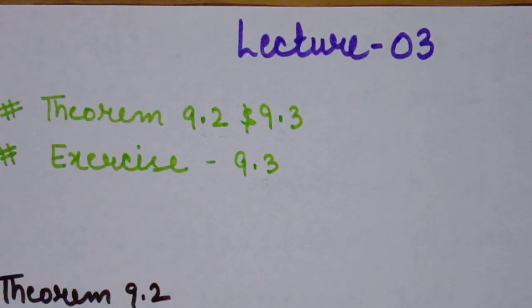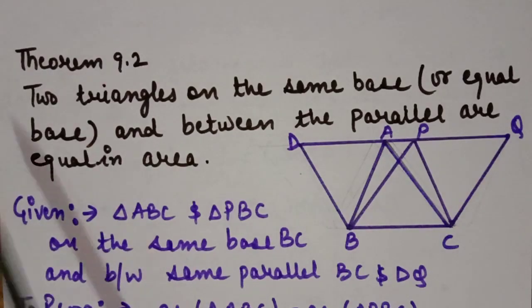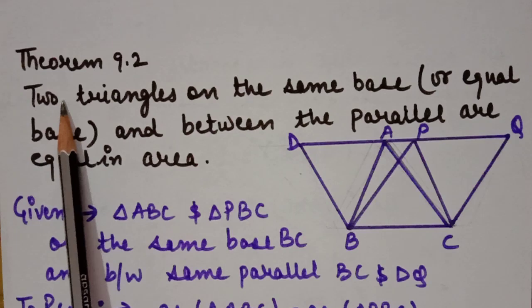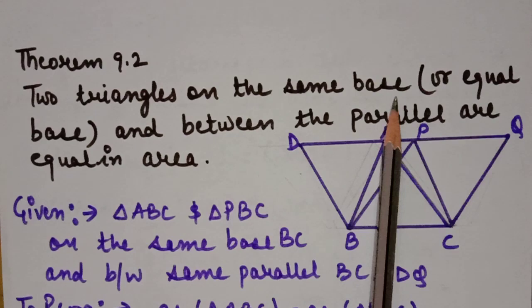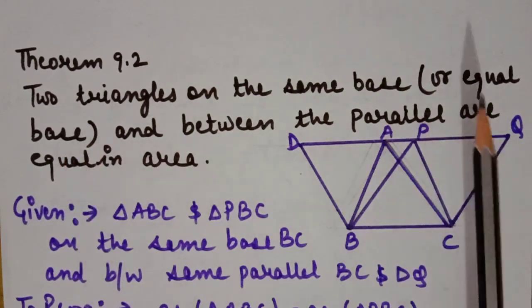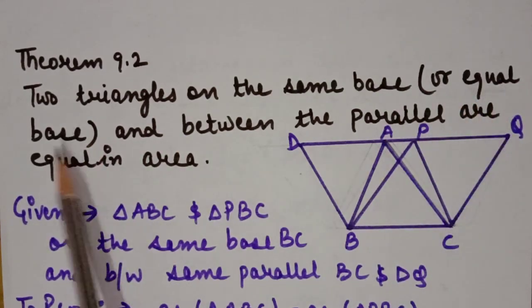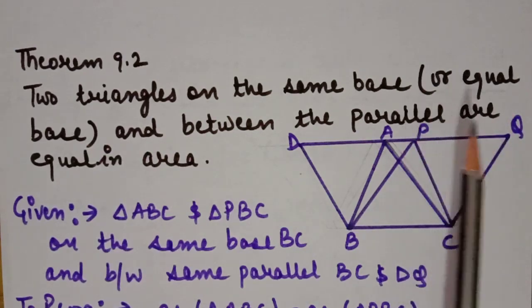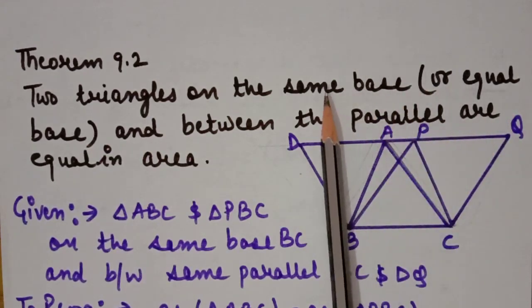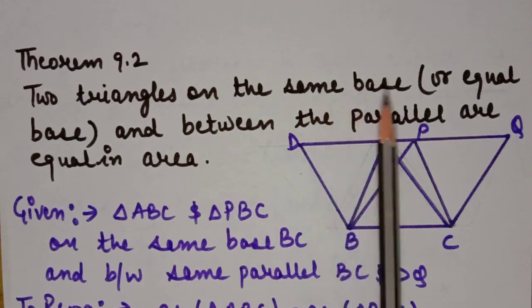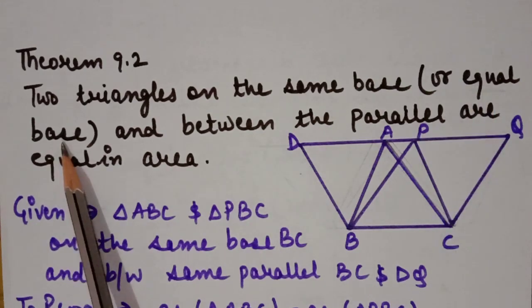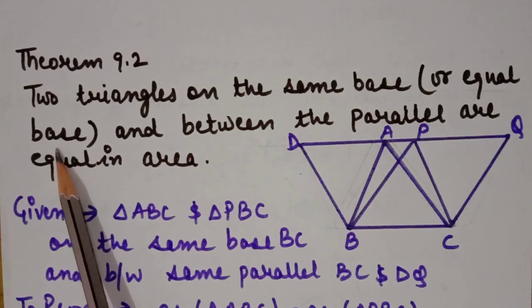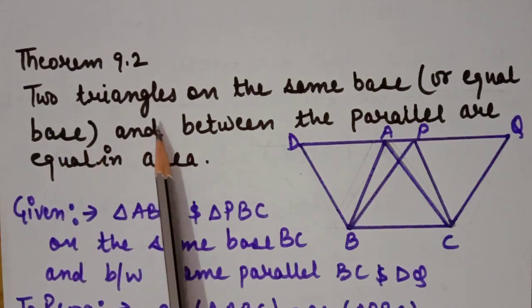So let us start the theorem. Students, theorem 9.2 is: two triangles on the same base or equal base. Why did I write this equal base, students? Let me clarify. In this theorem, if the base is the same, it means we have a common base, or otherwise we have equal base, meaning we have two different geometrical figures and it is given that the bases are equal in both cases, then definitely we will apply this theorem in that also.